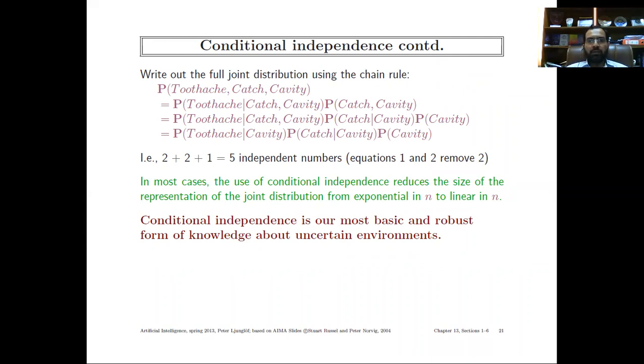In most cases, the use of conditional independence reduces the size of the representation of the joint distribution from exponential in n to linear in n. So if we apply that conditional independence rule, it works well for the problems and we can reduce the size of the problem. The size of representation is also reduced. So instead of including all those possibilities, we can only rely on those where we have that conditional independence. And conditional independence is our most basic and robust form of knowledge about an uncertain environment.